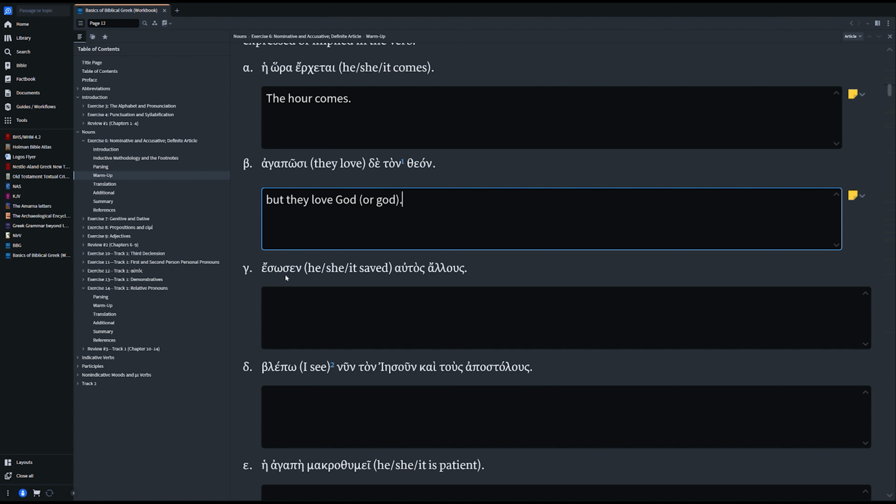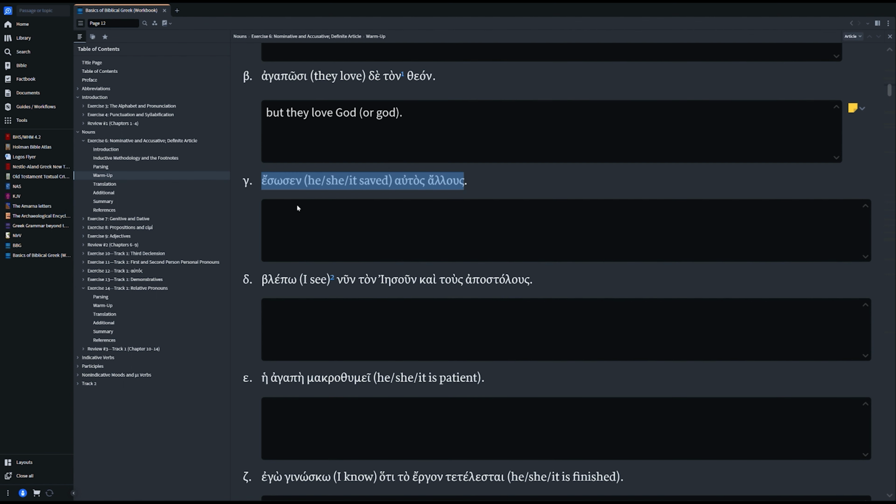All right, let's do one more warm-up. Gamma, we read it first. Gamma: "esosen," which means he, she, or it saved. "Avtos alus." All right. So we're going to take avtos and parse that first. And we're going to look at that ending. We know that avtos could be any gender. It could be masculine, feminine, or neuter. So that doesn't help us a lot.